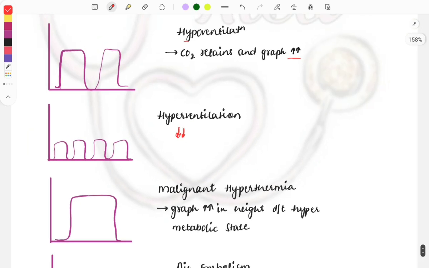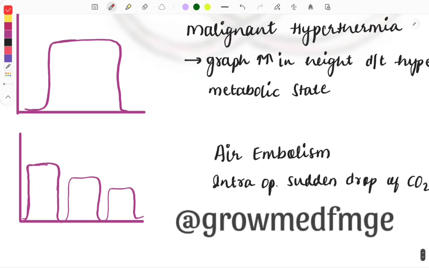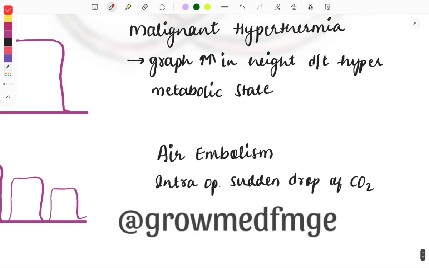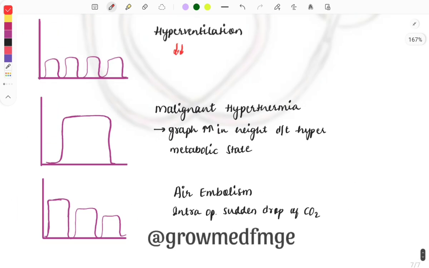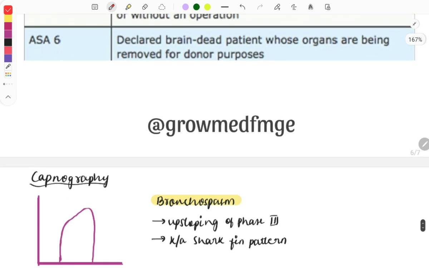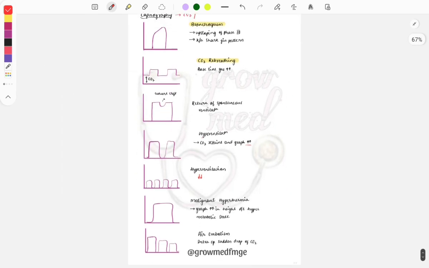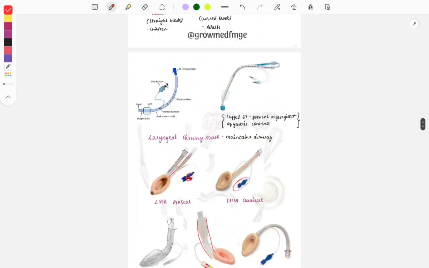Okay, so this is seen in case of malignant hyperthermia, and in case of air embolism we can see this kind of graph, and what it says is there will be a sudden intraoperative drop of the CO2 in case of air embolism. And one important thing is this capnography, मतलब कि we are monitoring the CO2 levels, and this is also used to assess the intubation, कि मतलब हमारा intubation जो हमने किया है वो successful है या नहीं है, वो भी पता लगा सकते हैं हम using this capnography. So these are the important things which you must remember from the anesthesia.